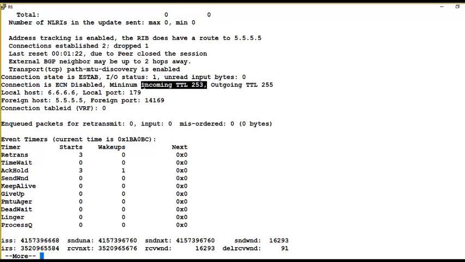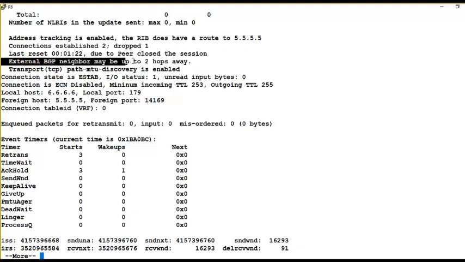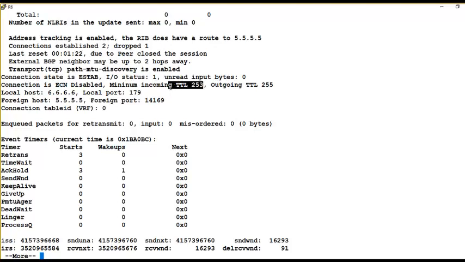If the neighbor is really less than or equal to 2 hops away, when the external BGP neighbor is really less than or equal to 2 hops away, only then you will have 253 or 254. If it is 252, it won't accept. Earlier, even if it is 0, it was accepting. But now it says he is sending with 255.